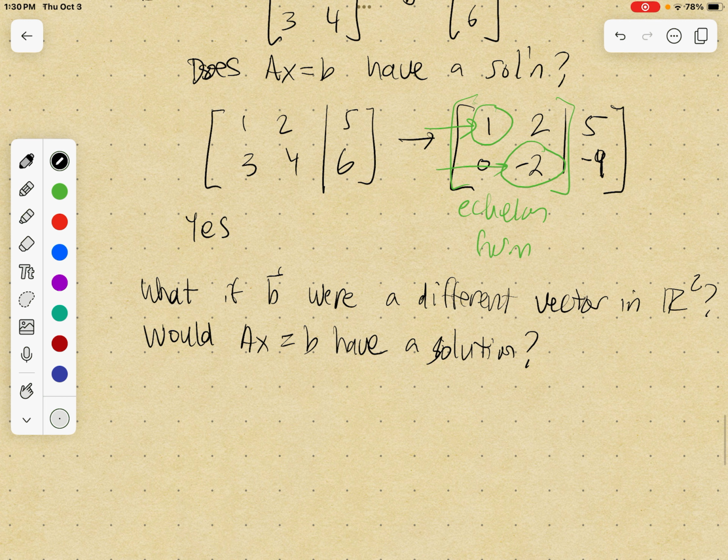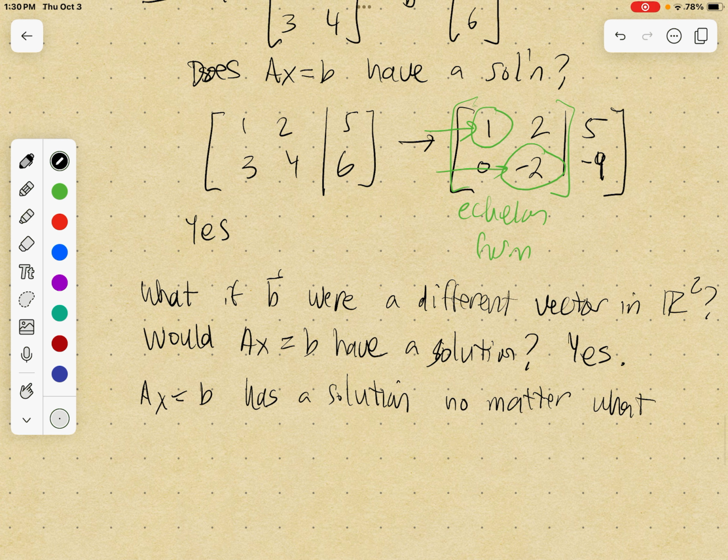Okay, let's go over the answer. Well, the answer is yes. AX equals B has a solution no matter what B is. I mean, this is if B is in R2, right? No matter what B in R2 you use.